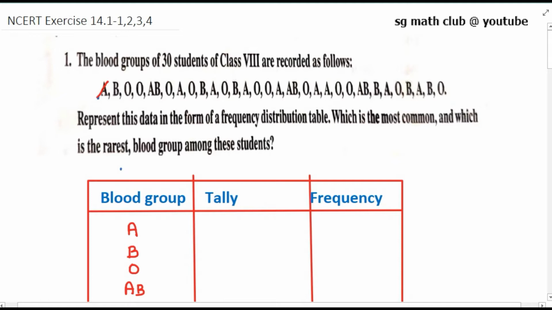So first is A, I am crossing A and putting one tally mark near A. Next is B, so I put one tally mark near B. And next both are O, so we put 2 tally marks near O. Next is blood group AB. Again O. Again next is A, O, B, A, next is O. So the fifth one we mark like this, so it is easy for us to calculate the frequency.